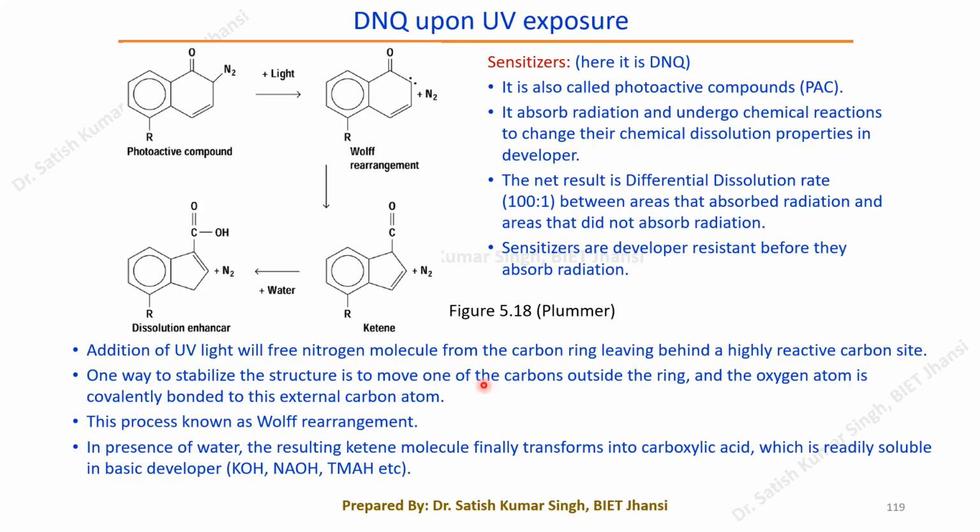Basically, what kind of developer are we using? We are using an inorganic developer. In case of positive photoresist, we have to use inorganic developer solutions. The basic developer solution that we are using is KOH, potassium hydroxide, or sodium hydroxide, or TMAH, tetramethyl ammonium hydroxide. TMAH is most prominently used nowadays, as compared to KOH or NaOH.